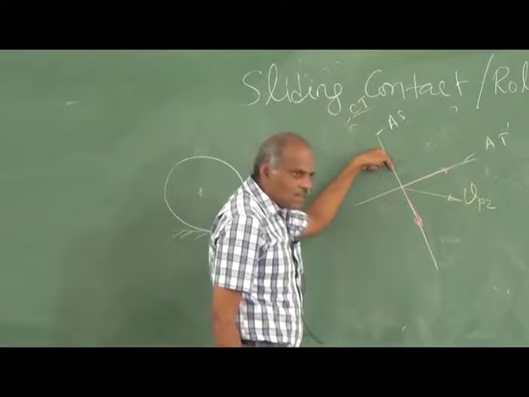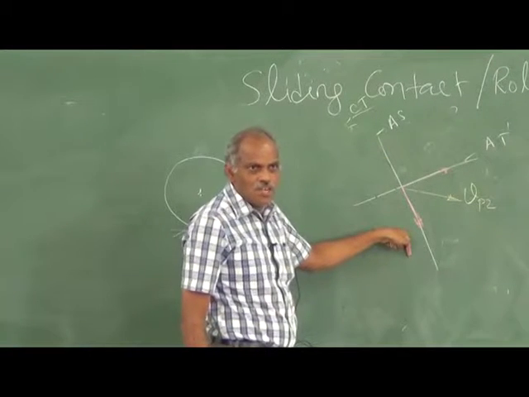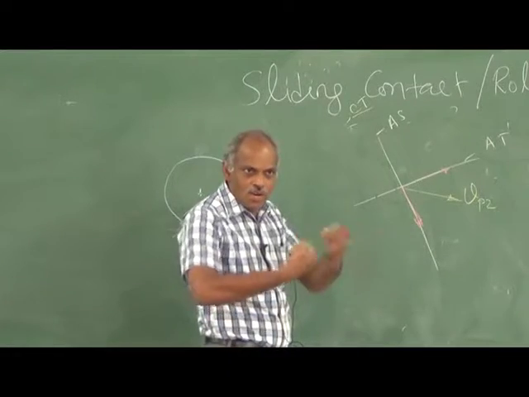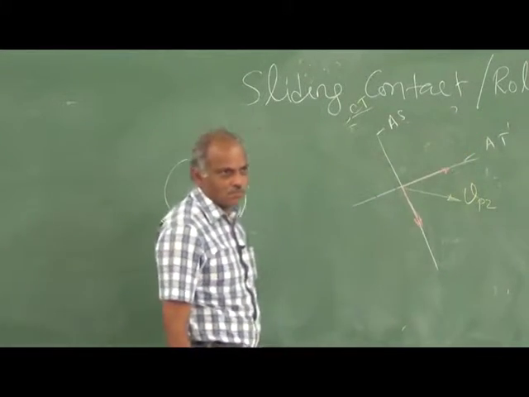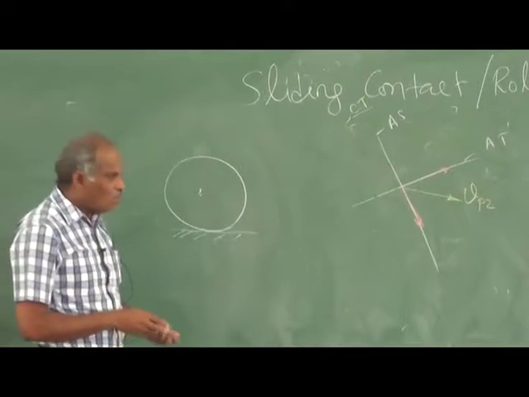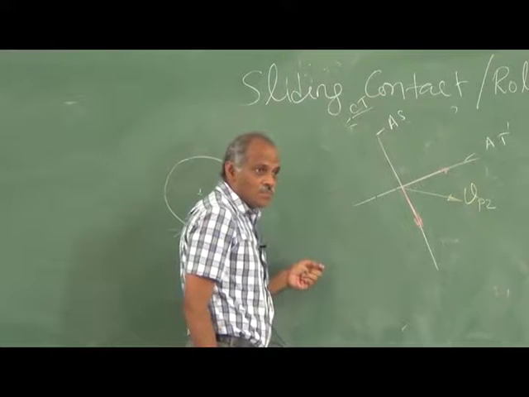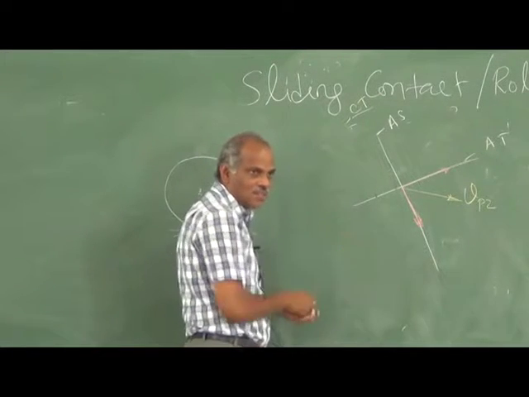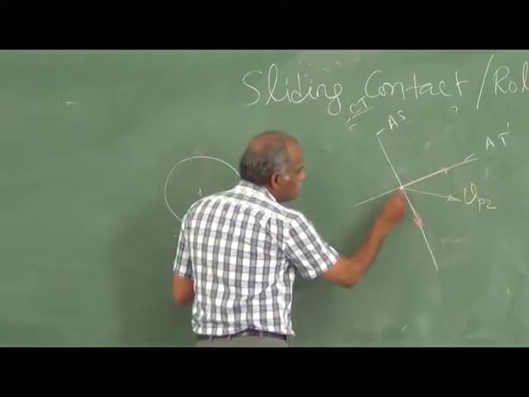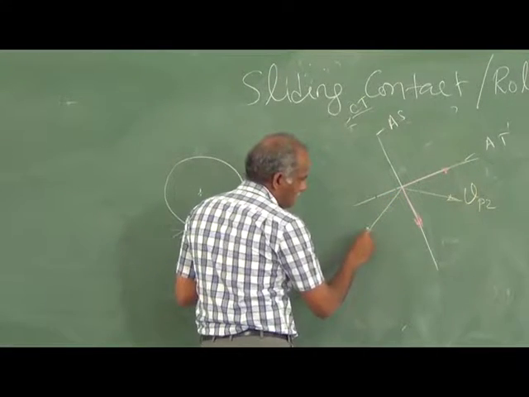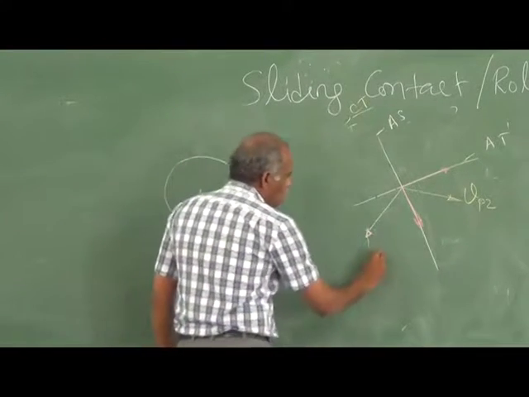If the relative velocity along this axis is zero, that is, there is no relative motion, then it becomes a rolling contact. So for that, what should be the velocity of P4, that is the other velocity? Velocity of P4 can be like this. So this is one option.